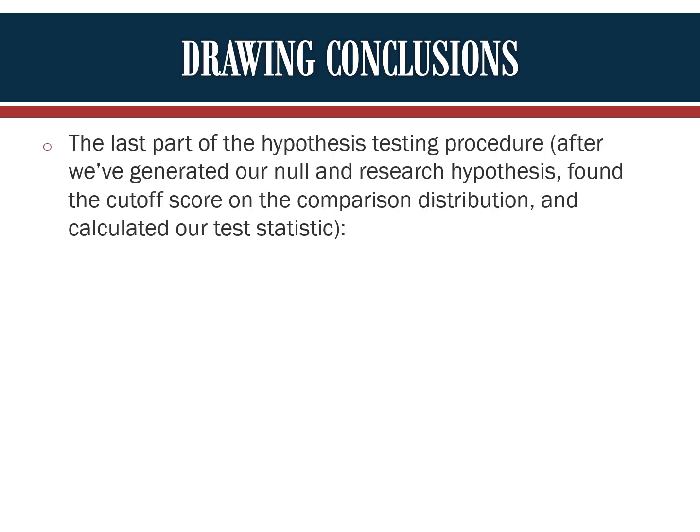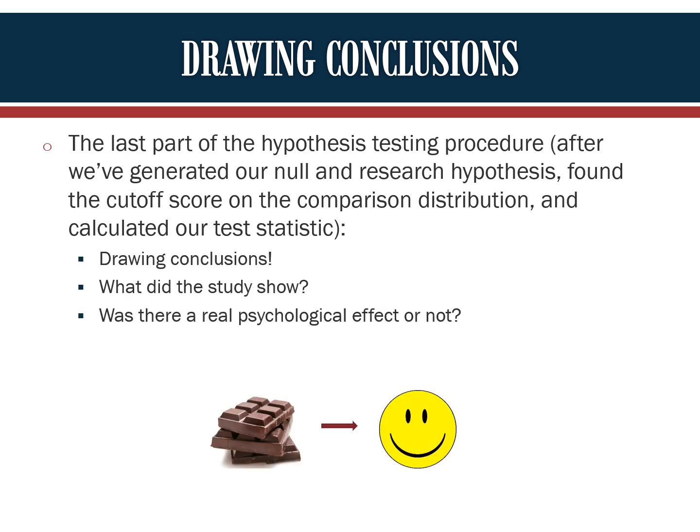Now, basically, the last part of the hypothesis testing procedure, after we've generated our null and research hypothesis, after we found the cutoff score on the comparison distribution, and after we've calculated our test statistic, is to draw conclusions, decide what the study showed. Was there a real psychological effect or not? So in the chocolate and happiness example, our last step here is drawing conclusions. Does chocolate have an impact on happiness or not?